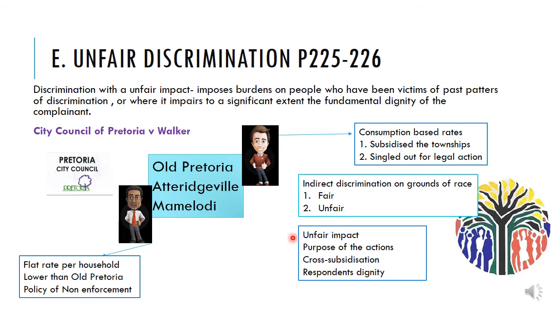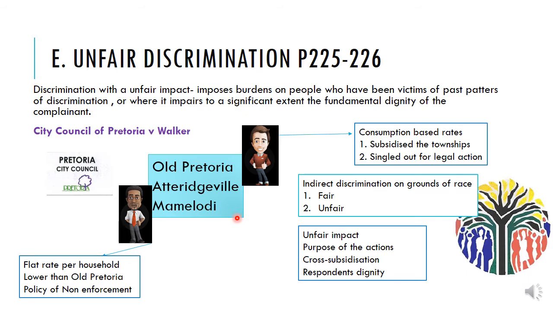Now, unfair discrimination is a differentiation that has an unfair impact on the victims. In this regard, the court first took into account that Walker was white, and therefore he belonged to a group that had not been disadvantaged by the racial policies and practices of the past. In an economic sense, this group was neither disadvantaged nor vulnerable, having benefited rather than been adversely affected by discrimination in the past. So, what was the purpose of the council's actions?